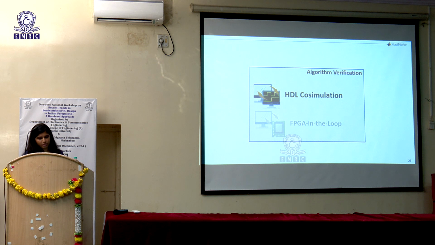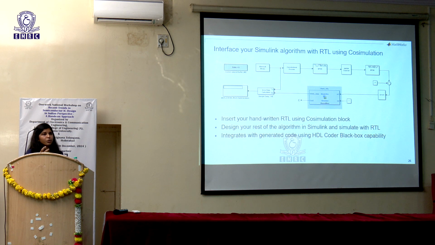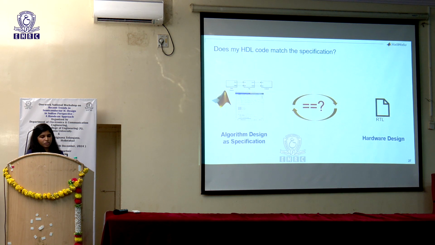Let me talk about HDL co-simulation. Assume you are given only one task, developing a certain block, and the rest of the chain is already there. If you want to verify only that portion, you can use HDL co-simulation, which generates HDL code for that particular block and runs in the same chain as Simulink. Suppose you are not writing anything in Simulink and you have handwritten RTL code; you can still put your RTL code in this chain and run the system. This helps in not porting completely onto the FPGA to run things. You can still do it at the simulation level and fix any bugs that you may face.